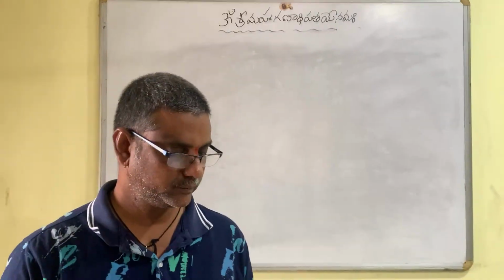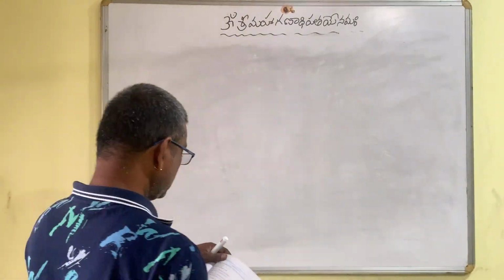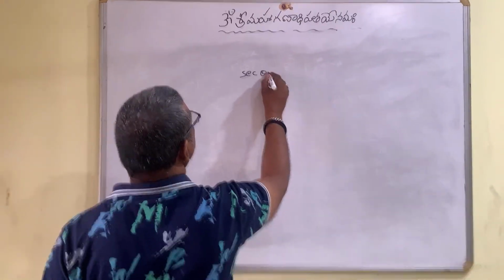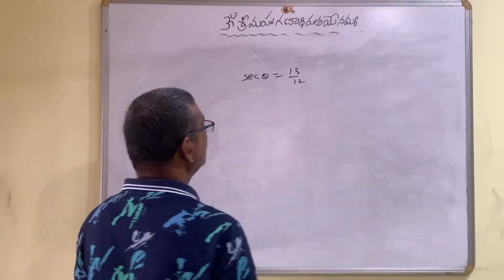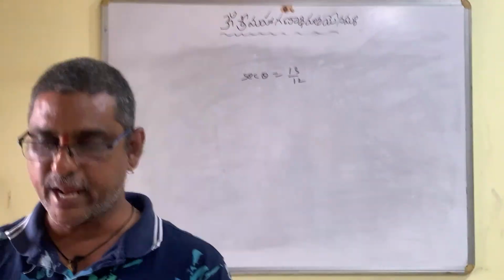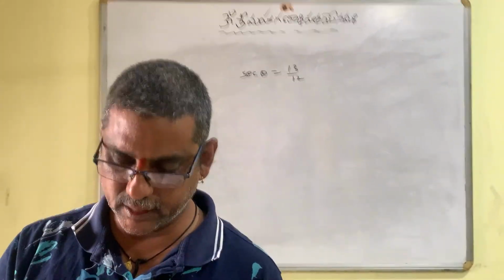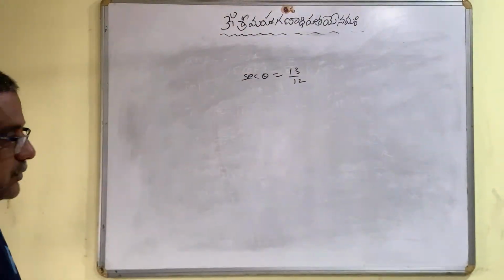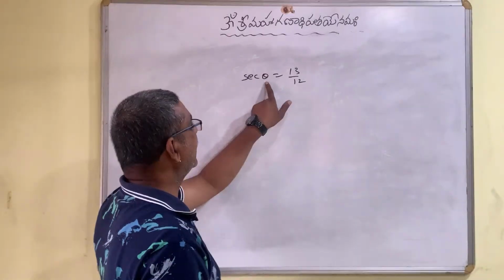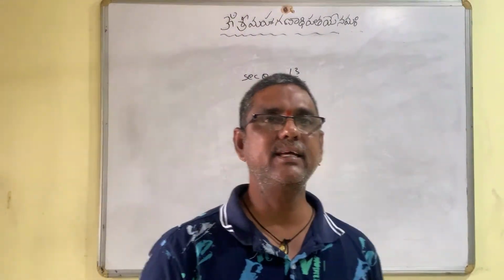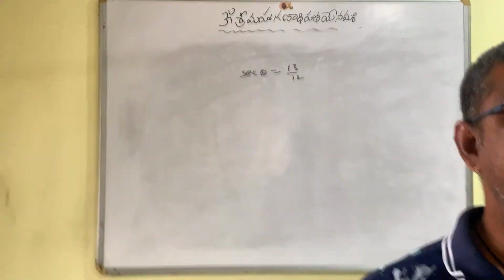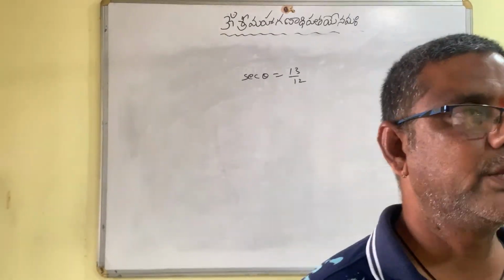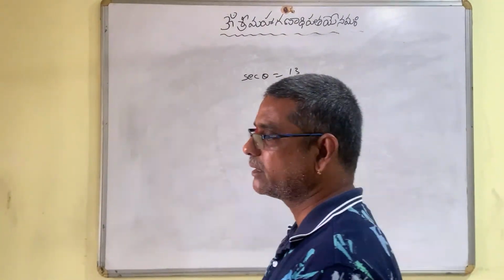Next, secant theta is 13 by 12, and we need to write all the trigonometric ratios. So what is this theta? See, generally in trigonometry, for unknown angles, we'll assume it as theta.